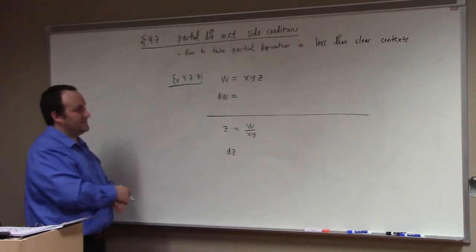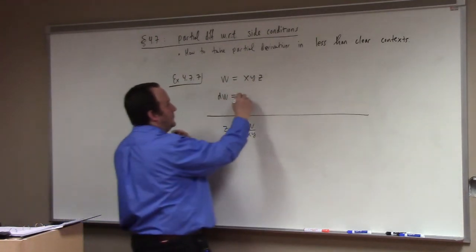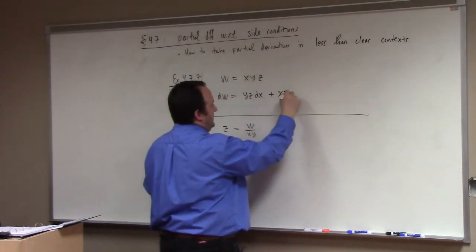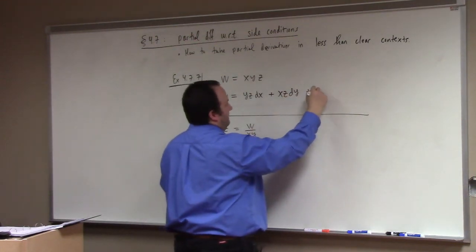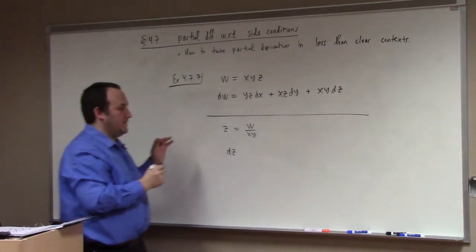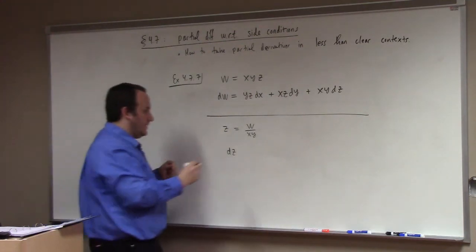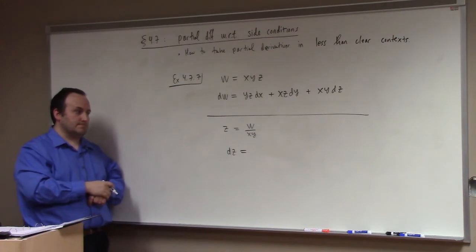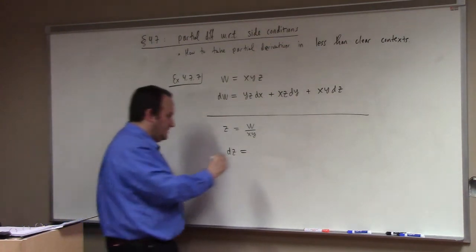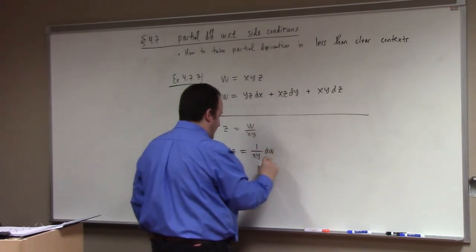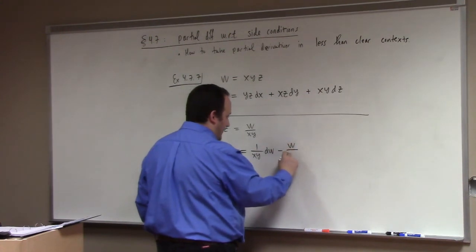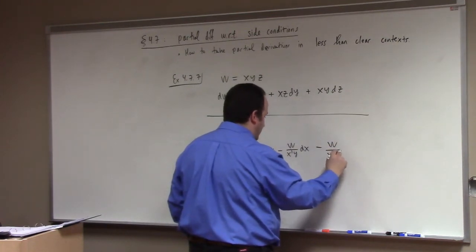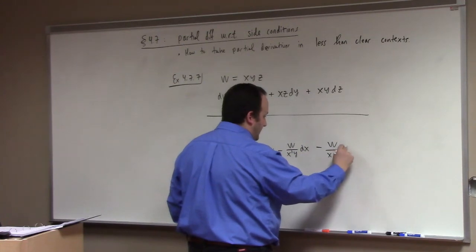What's dW, though? You guys still haven't told me that. I'll get you started: yz dx. What comes next? xz dy. See, have courage, you knew this already. Plus what? xy dz. What's dz? Okay. Then what? Minus W over x squared y dx, right? Minus W over x squared y, oh, excuse me, xy squared rather, dy.